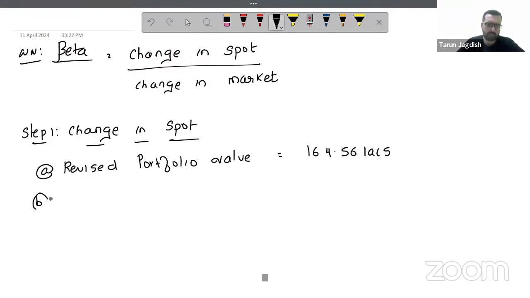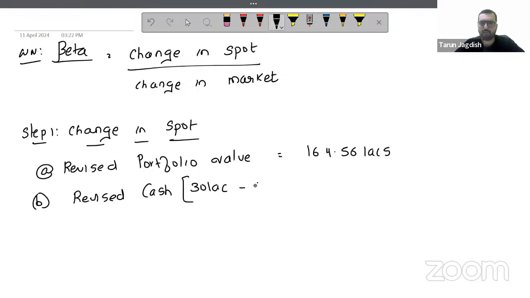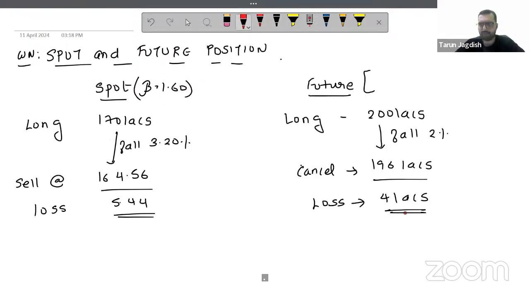Correct. Point number B, I need to find out my revised cash. Earlier, how much cash I was having with me? Was it 30 lakhs? Now I have made a loss in the future of 4 lakhs. That loss is real or imaginary? Yeah, it is real. So basically what will happen? This is real loss. My cash balance will decrease.